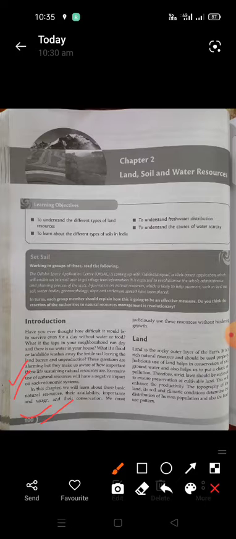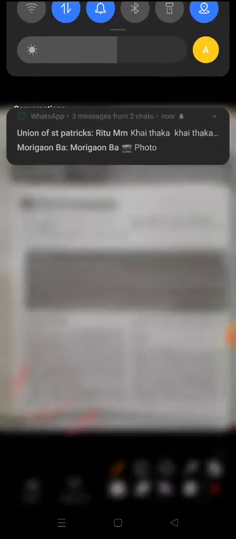So that is important. Animals also eat plants. If you eat chicken, you eat goat, they also eat plants. अगर उन लोगों को खाने को नहीं मिलेगा तो हम लोग कहाँ से खाएंगे? That is also an important thing.